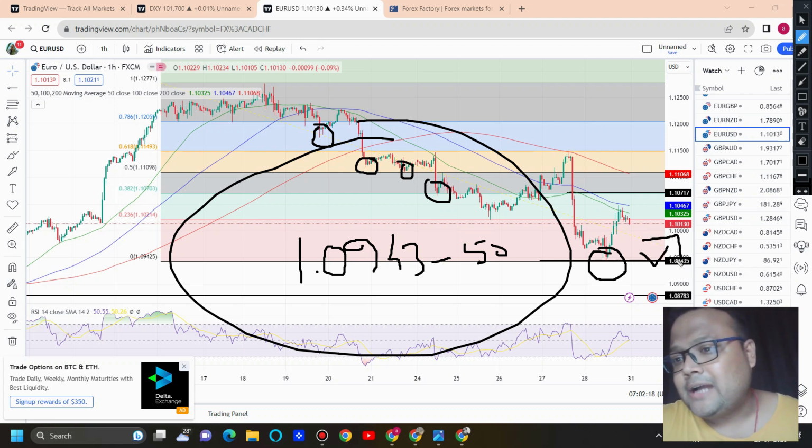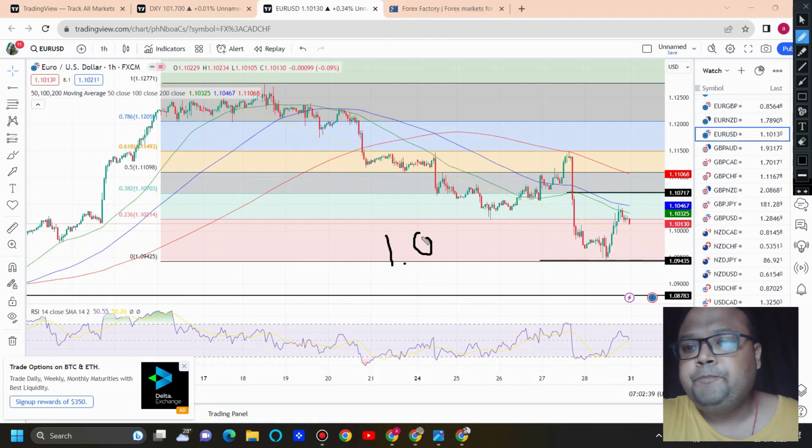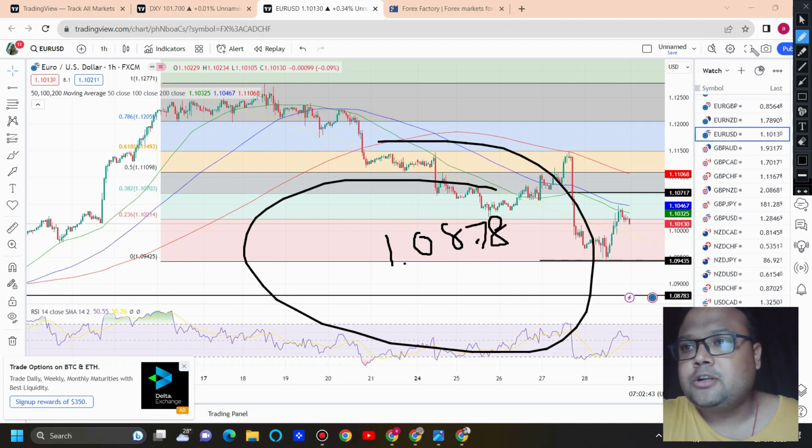And as I said, on higher time frames, we can already see the market has reached the support, so there's a good chance that the market will bounce from here. And in case the level of 1.0950, 1.0943 fails to provide support to the market, you don't need to worry, because the next support on euro USD is around 1.0878. This is the next support on the chart of euro USD.